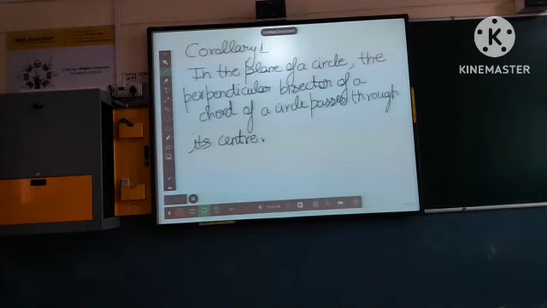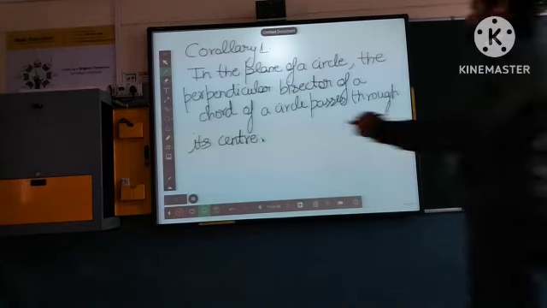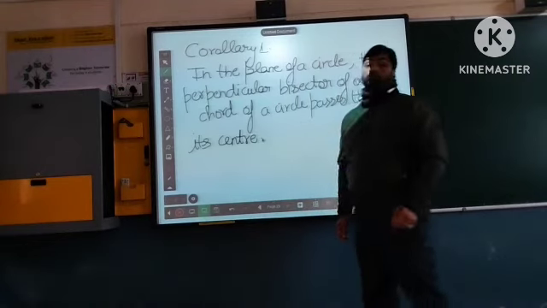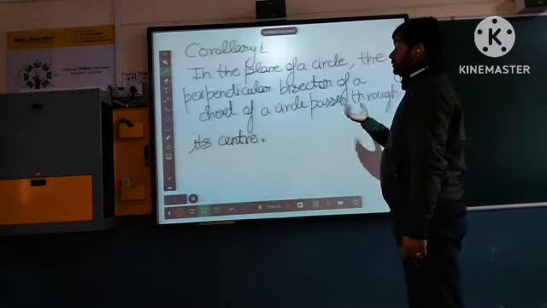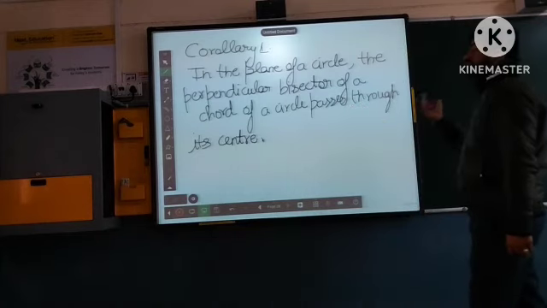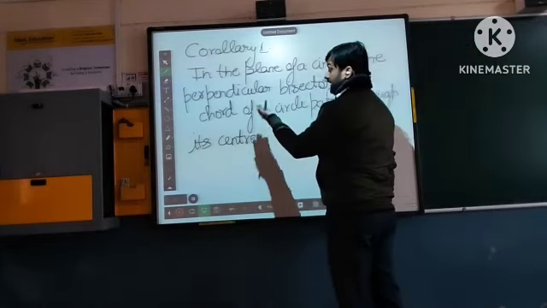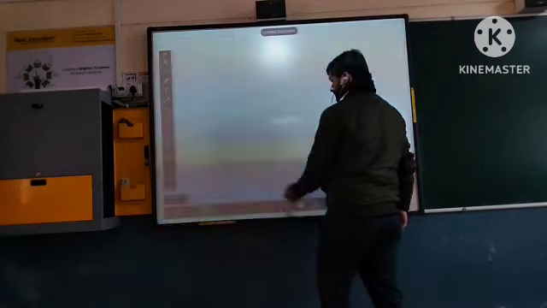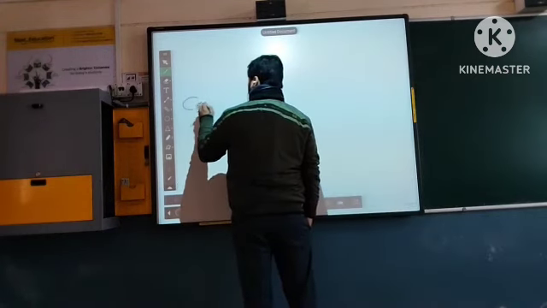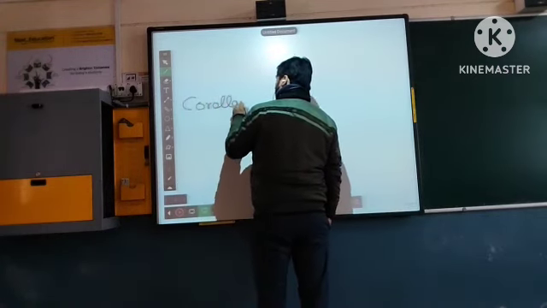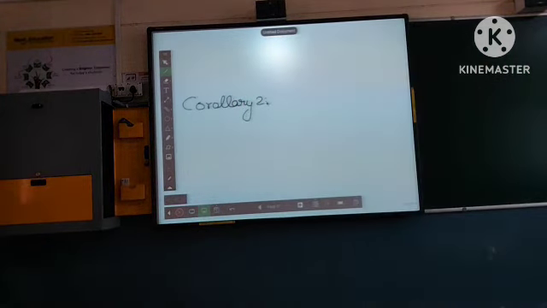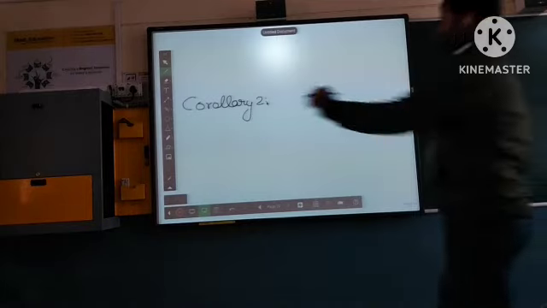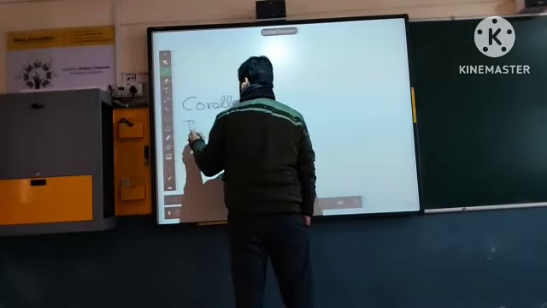Second is corollary 2. Corollary 2 states what? So in corollary 1 we learn that in the plane of a circle, the perpendicular bisector of the chord will pass through its center. And then corollary 2 is what? The perpendicular bisectors of two non-parallel chords will intersect at the center.